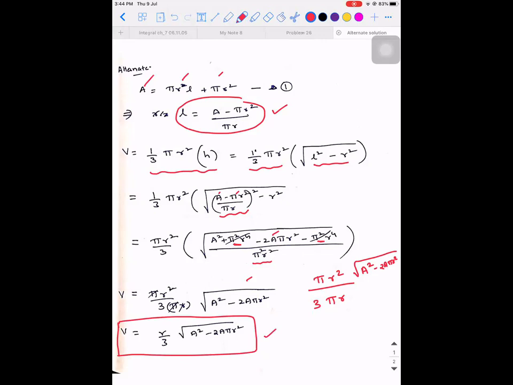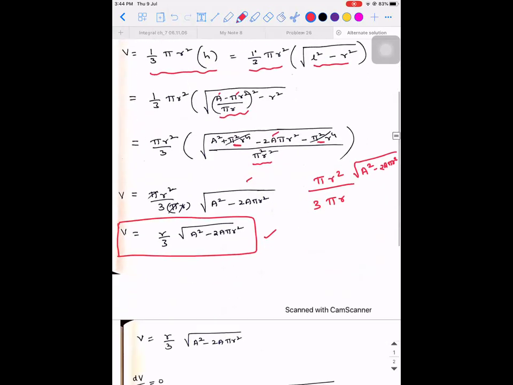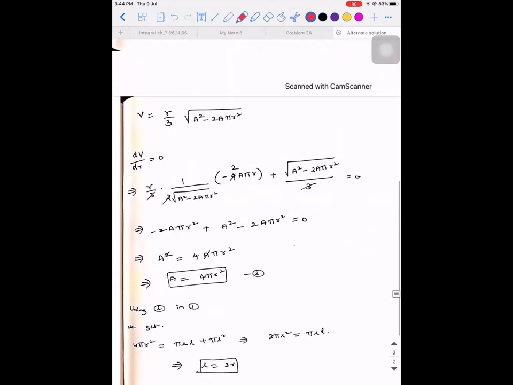Okay. What will be the next step? Obviously, differentiate it with respect to r and equate it to 0. So I did dV by dr and equated it to 0. Then I got the relation between area and radius. These steps you can try out on your own.